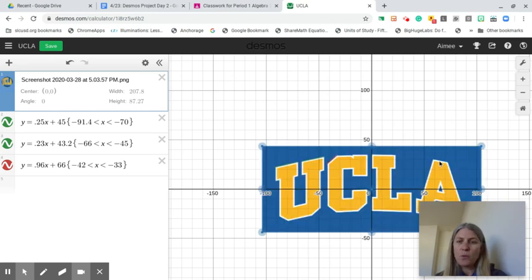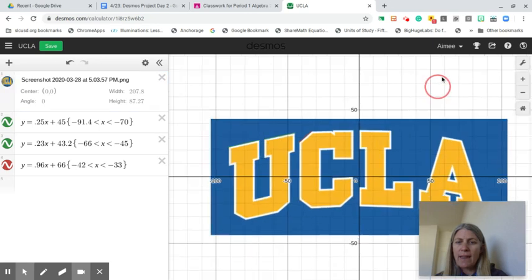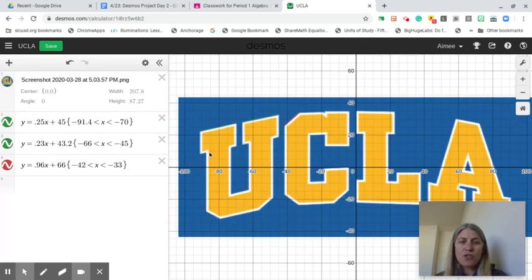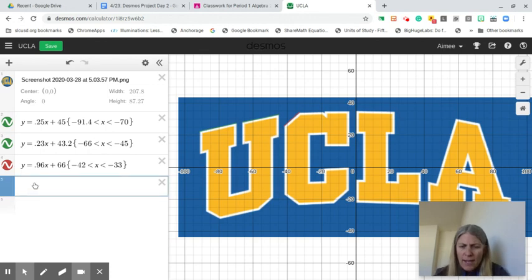I'm going to go ahead and do one more today for you, and that's going to be a straight up and down line. So I'm going to take a look at this line right here on the beginning of the U for UCLA. And this, of course, is an x equals line because it is a vertical line and it crosses the x-axis. So I'm going to try x equals, and I'm going to change it out of that color blue because that's hard to see.